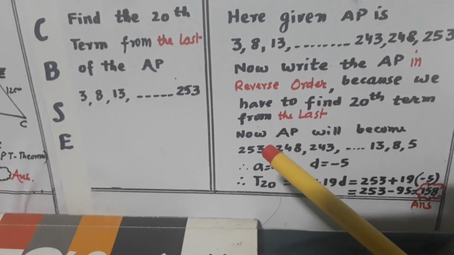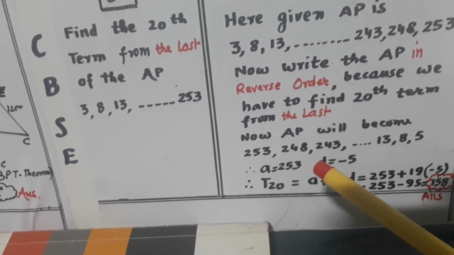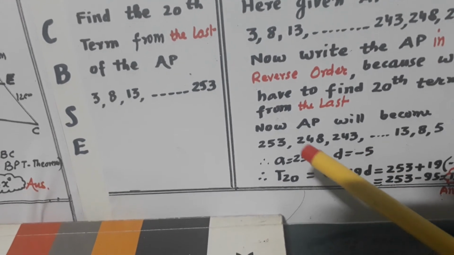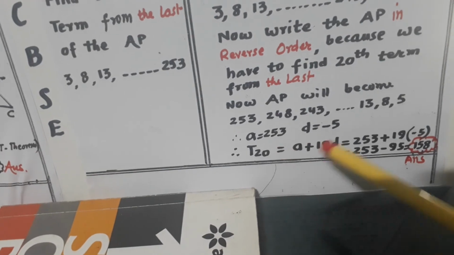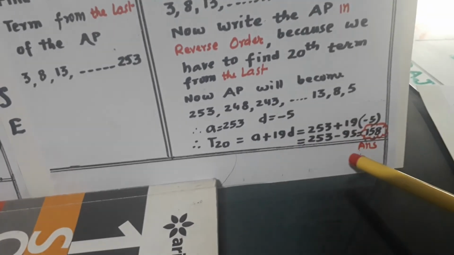आपको पता करना है। सो इसलिए ये फर्स्ट टर्म बन जाएगी, दिस इज द फर्स्ट टर्म नाउ, सेकेंड टर्म दिस, एंड लास्ट टर्म हैज बिकम 5। सो कॉमन डिफरेंस इज -5 है। देखिए रिड्यूस हो रही है, तो D हमेशा नेगेटिव होता है. D is here -5, A is 253, and we want to find T20. T20, as you know, A plus 19D. D की वैल्यू -5 लगा दीजिए, the answer will come 158.